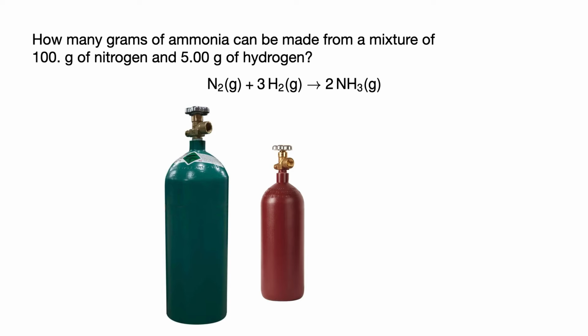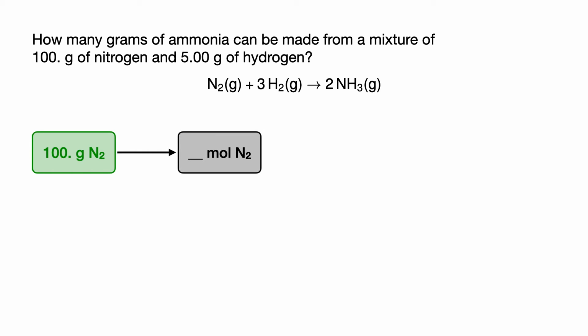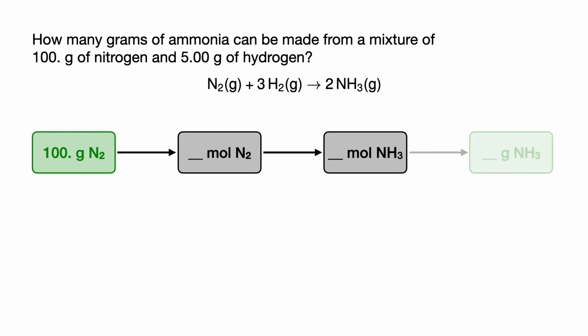And the way that we're going to figure that out is we're going to think about each of those two reactant gases independently. And so in the case of the nitrogen, we are starting with 100 grams of nitrogen, and we're going to think about how much ammonia could we possibly get from that nitrogen. And the way that we would do this is we would work out the number of moles of nitrogen that we're starting with, and then use the reaction to convert that to moles of ammonia that could be produced, and then finally figure out how many grams of ammonia that is.